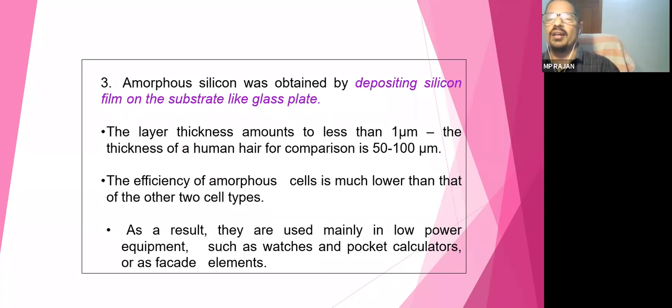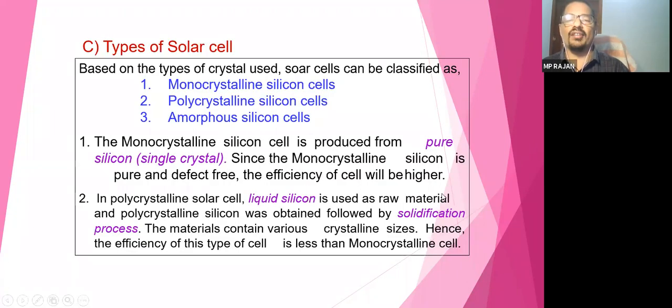And the third one, we are depositing silicon film. It is in a very thin form. It is on a solid base like a glass plate, which is called the substrate. Like a painting, you can do a painting on the glass plate with a silicon film paint, liquid form. So it is very thin. So this is called amorphous. So monocrystalline silicon cell, polycrystalline silicon cell, and amorphous silicon.